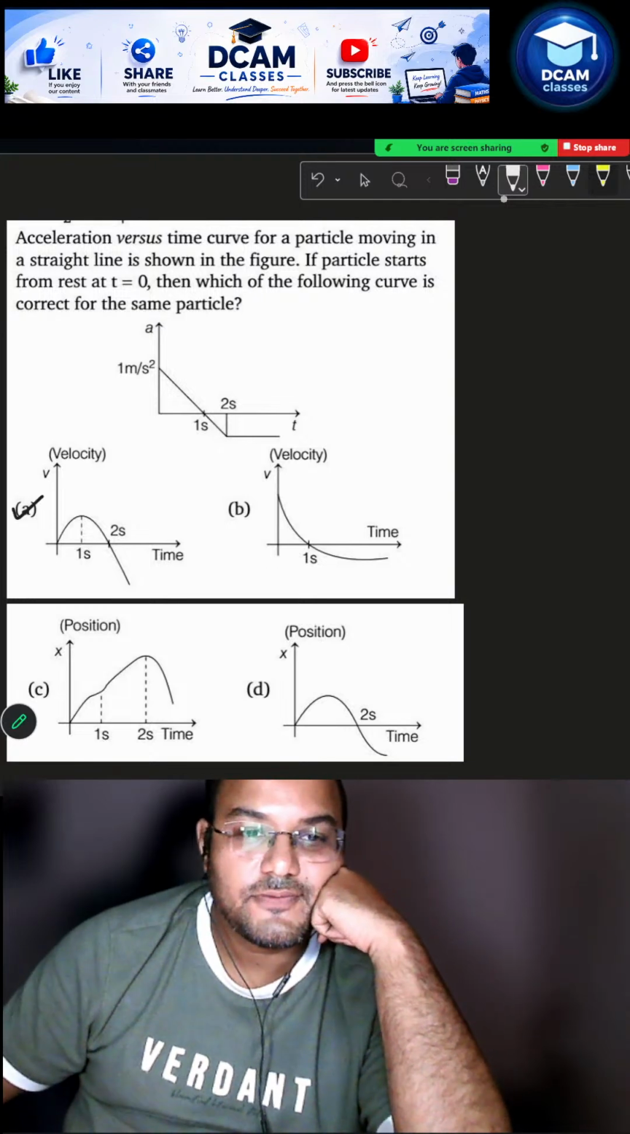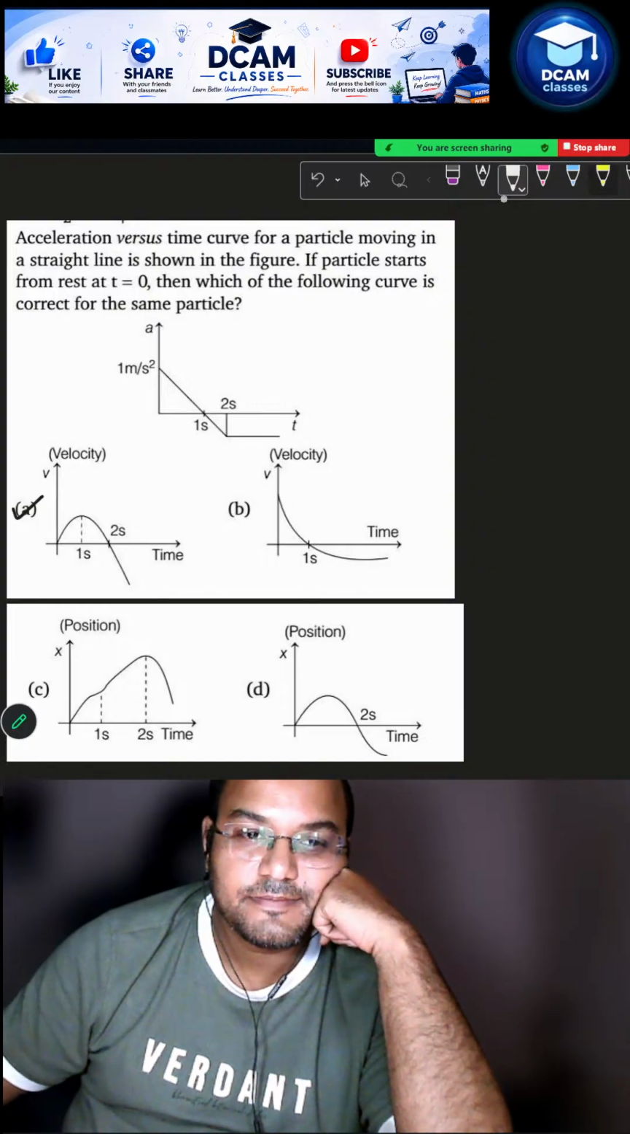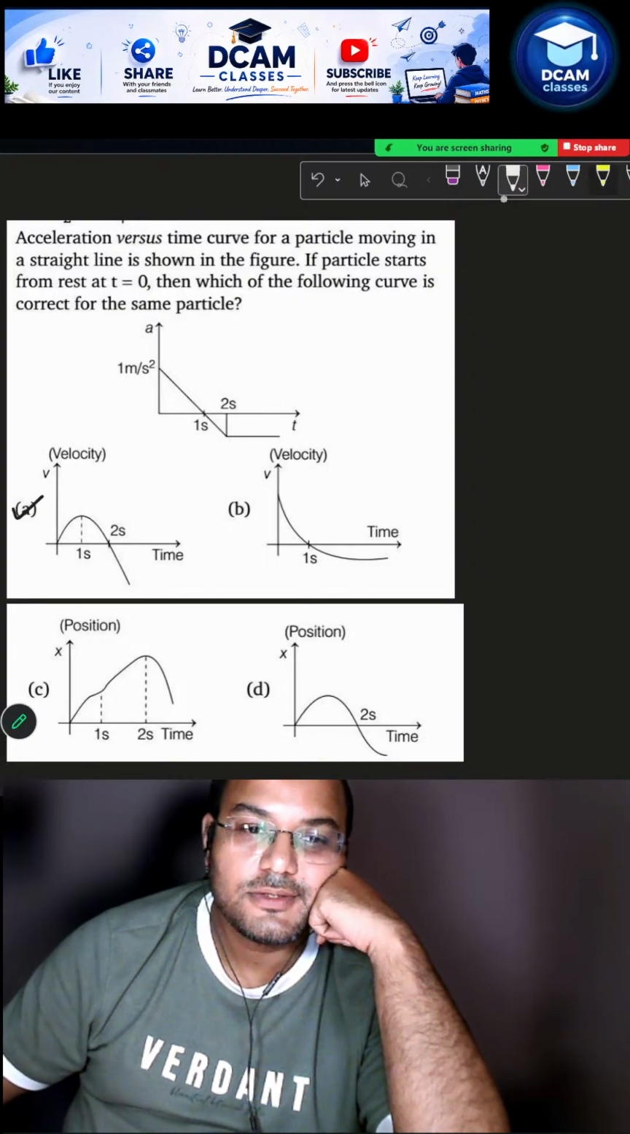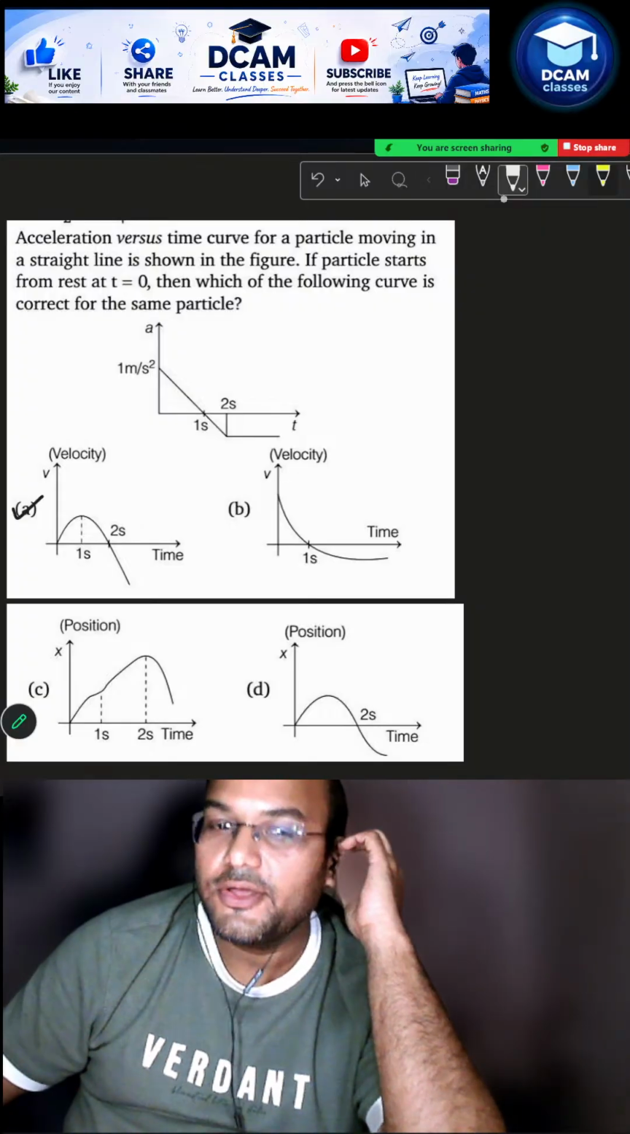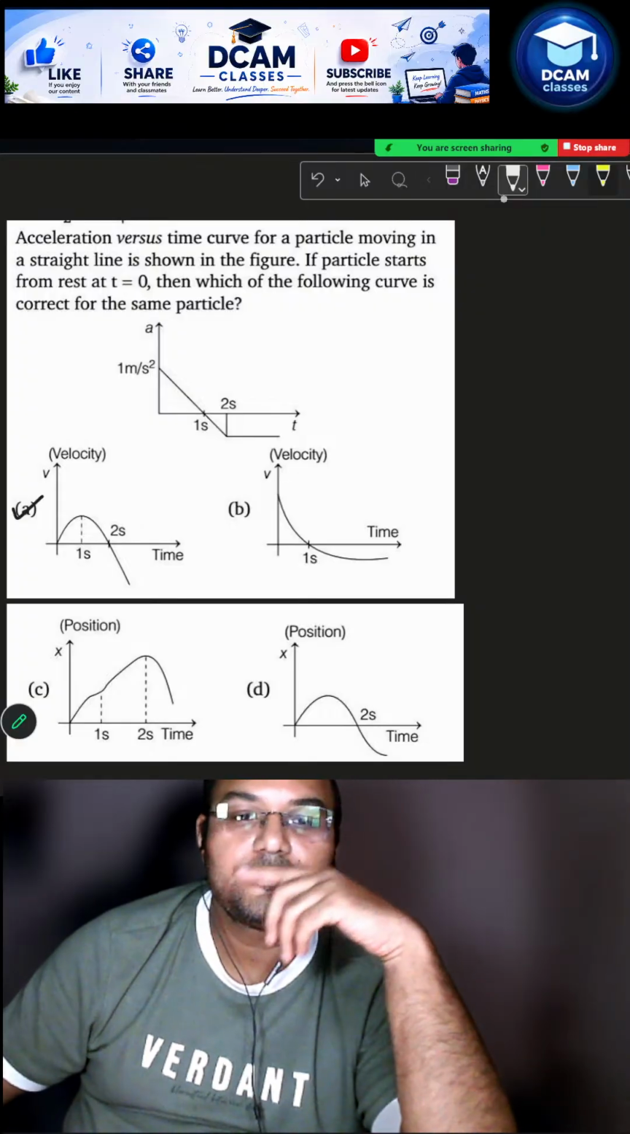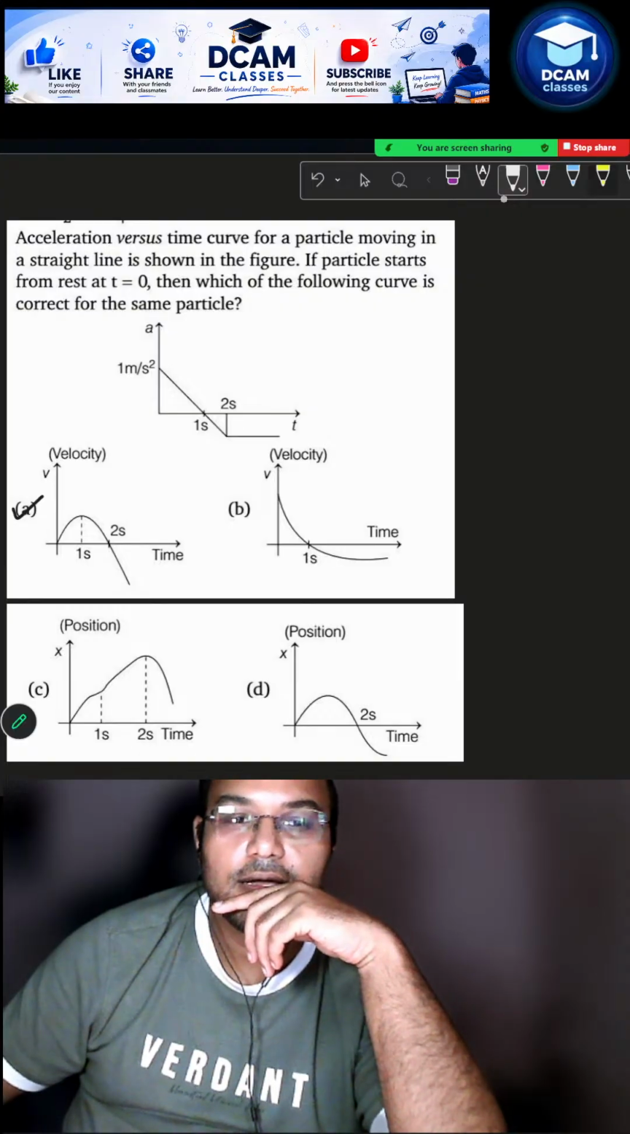But for D also you can do it now. For D, sir, it doesn't give position. Okay, it is a position versus time graph. Correct.